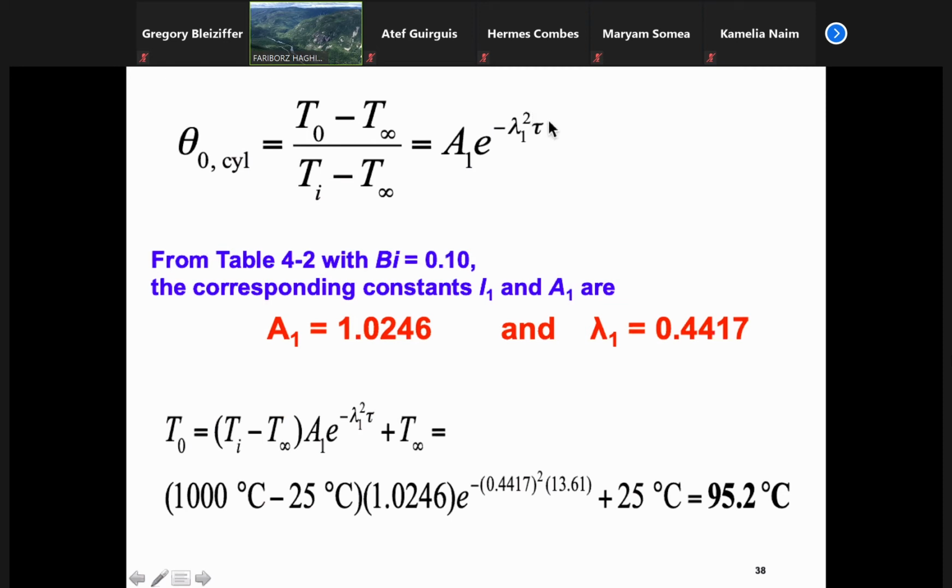And we know the Fourier number. We know this one. We know this one. Therefore, this is the ratio of T0 minus T infinity divided by Ti minus T infinity. So we replace this one with this one, and we calculate the temperature at the center. Temperature at the center is almost 92.5. In less than 3 minutes, temperature dropped from 1000 to 95 degrees, okay? Therefore, now we have some solution.